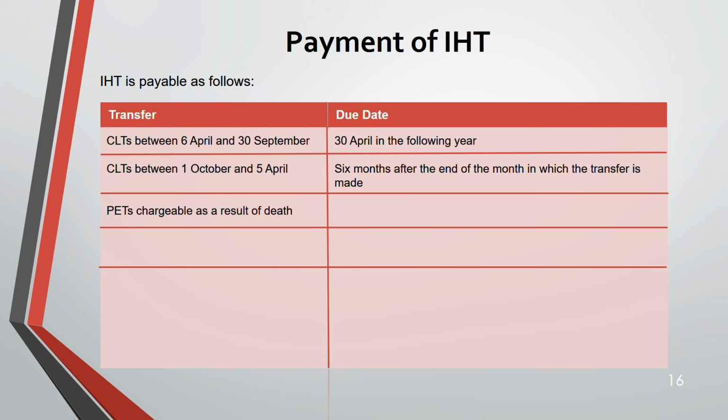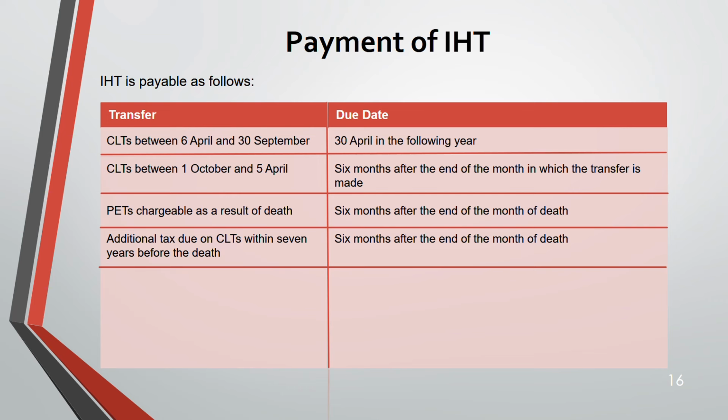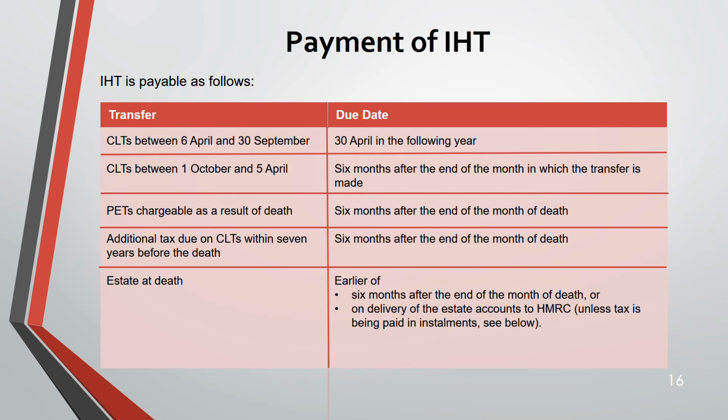PET, chargeable as a result of death: 6 months after the month of the death. Additional tax due on CLT within 7 years before death: 6 months after the end of the month of death. Estate at death: the earlier of 6 months after the end of the month of death or on delivery of the estate accounts to HMRC, unless tax is paid in installments. And remember, interest runs from 6 months from the end of the month of death. This table is very helpful for you. It's like a summary of all the due dates.